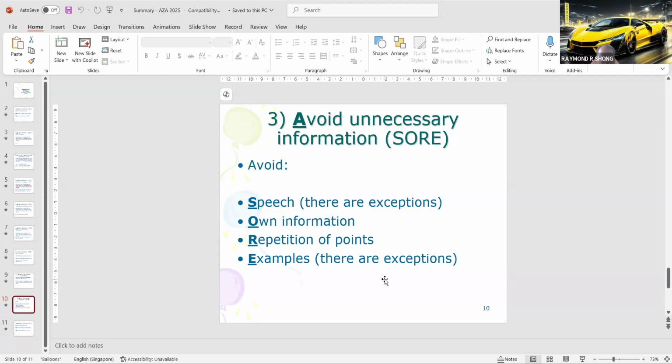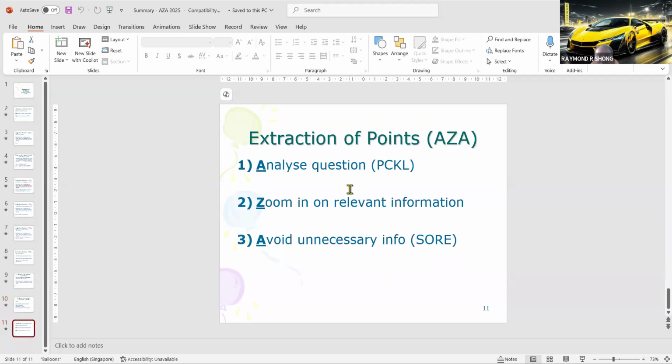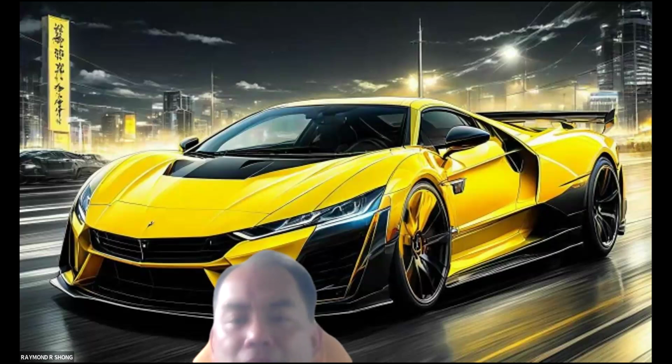Examples depend on how it is, but sometimes you can use them, all right? So that's about this AZAR. That is the second method. The third method, I'm not going to show to you so fast, okay?